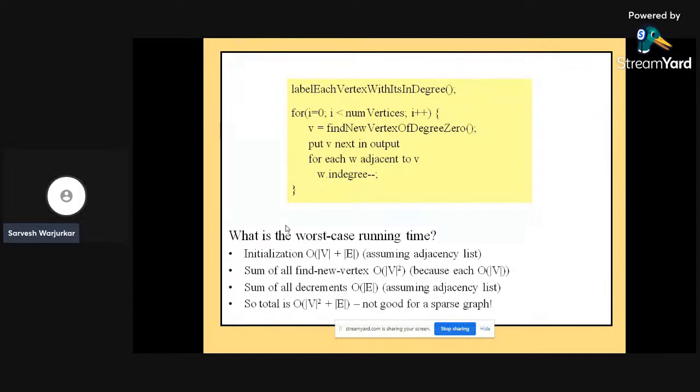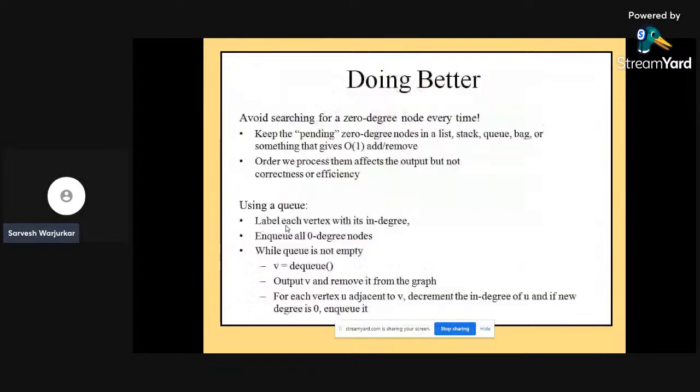This is the worst case running time complexity. Initially it is order of vertices plus edges. The sum of finding a new vertex is order of V squared, and the sum of decrements is order of edges. So the total is order of vertices squared plus edges. That is not good for sparse graphs.